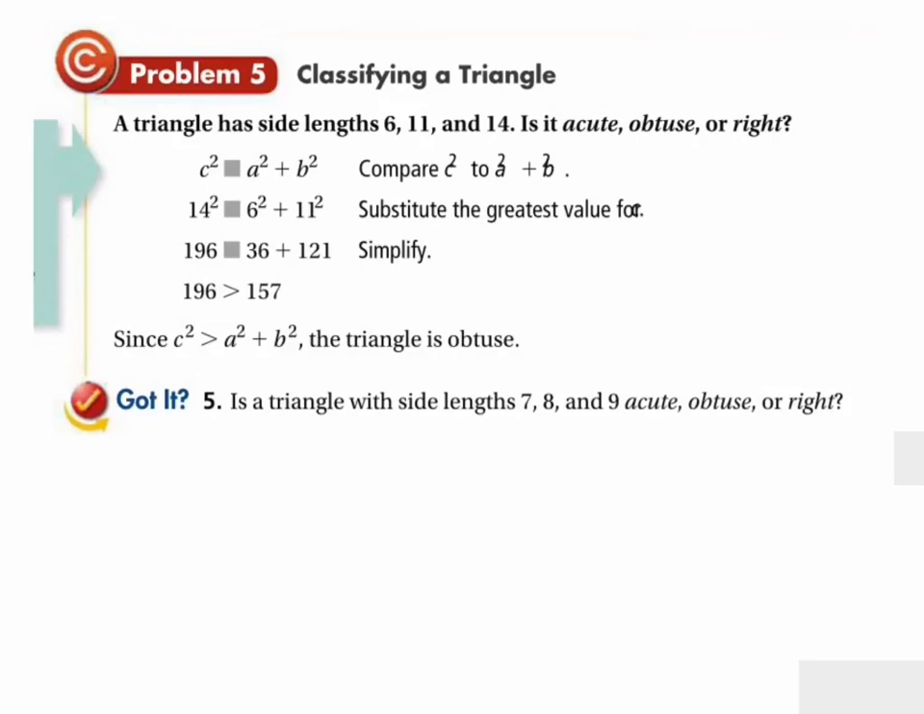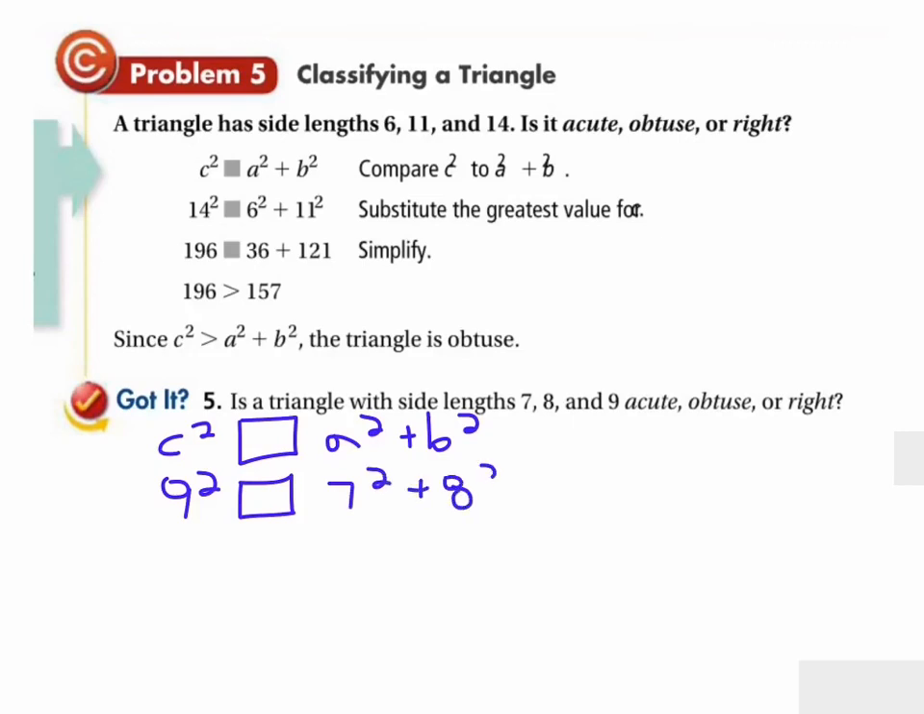Okay, so we're going to do the same thing that they did above, which is how does c squared compare to a squared plus b squared? Since the longest side is 9, we're going to say 9 squared. How does that compare to 7 squared plus 8 squared? Okay, 81. How does that compare to 49 plus 64? Well, 81 is less than the sum of these two, which is 113.